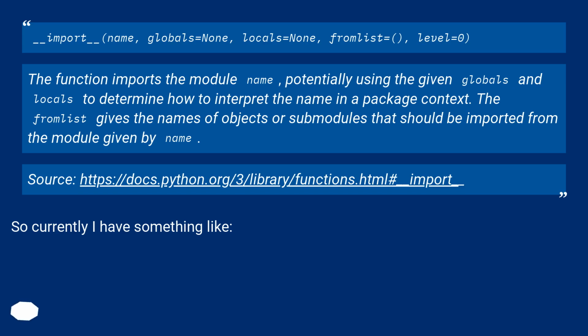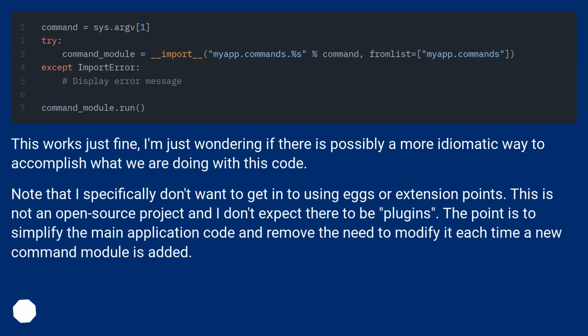So currently I have something like this. This works just fine. I'm just wondering if there is possibly a more idiomatic way to accomplish what we are doing with this code. Note that I specifically don't want to get into using eggs or extension points. This is not an open source project and I don't expect there to be plugins. The point is to simplify the main application code and remove the need to modify it each time a new command module is added.